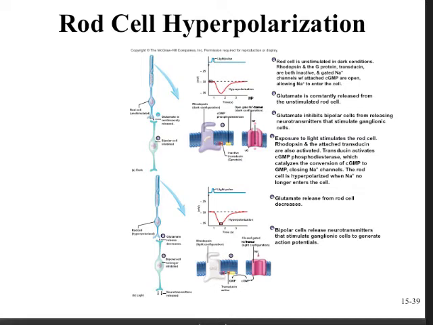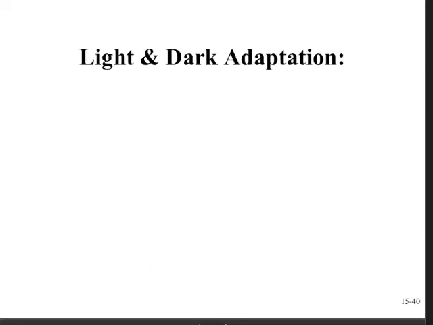Hyperpolarization takes place. This cuts off the glutamate release from the rod cells. The bipolar cells then release neurotransmitter. This stimulates the ganglion cells to make action potentials, and so that's what we interpret as light vision. So it's kind of unusual. In the dark state, the rods are constantly spitting out the glutamate, and the bipolar cells are quiet. And in the light state, glutamate secretion is cut off. This induces neurotransmitter release from the bipolar cells, and that triggers an action potential in the ganglion cells, and that's what gets sent back to the optic nerve that we interpret as vision.